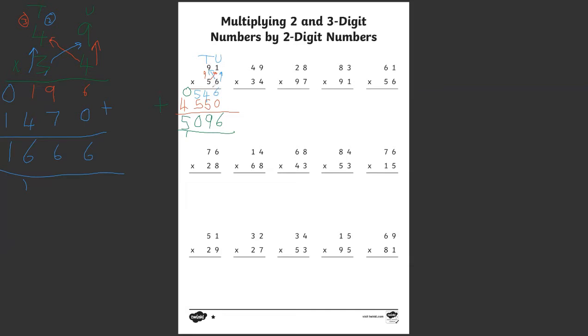Okay, so if you keep on practicing, just take your time, just go up to the units and then cross to the tens. And then when you're trying to times the tens, you put the 0 because this is not 5, it's 50. So anything you times 0 with will be 0. And then we go to our units and we go to our tens.